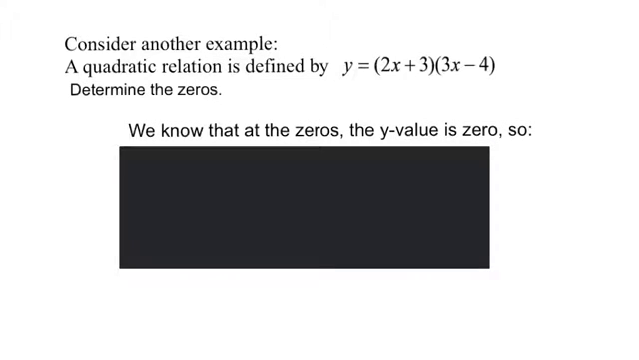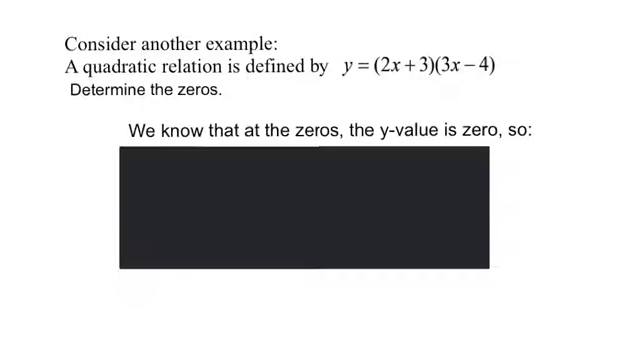Okay, let's do one more example. This one's a little trickier, but you'll see that it's not too bad. In this case, I'm not going to go through the table. I'm just going to state that this is the quadratic relation, and we want to determine the zeros. Again, this procedure works exactly as before.